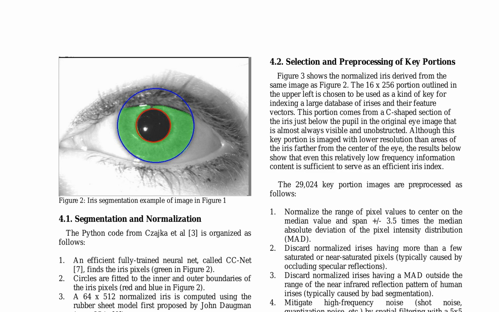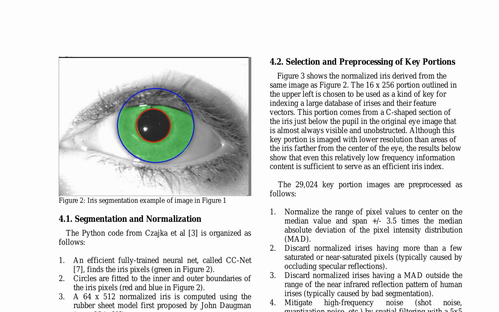To enhance the segmentation process, several heuristic parameters were tuned to optimize CCNet for high-quality images of live people. Adjustments were made to trim away dark pupil pixels and bright sclera pixels that may be included in the normalized iris image due to imperfect fitting. The normalized iris image is then processed to select and preprocess a key portion for indexing a large database of irises and their feature vectors. This key portion, outlined in the upper left of Figure 3, comes from a C-shaped section of the iris below the pupil that is almost always visible and unobstructed.